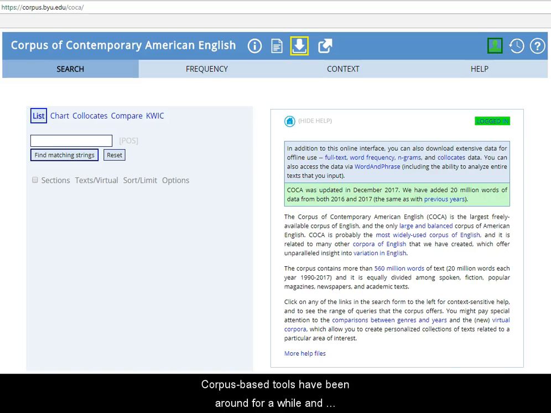Corpus-based tools have been around for a while, and have been used by language teaching professionals for a variety of purposes. There are several great books on the subject, and some student textbooks now include chapters on using corpora.